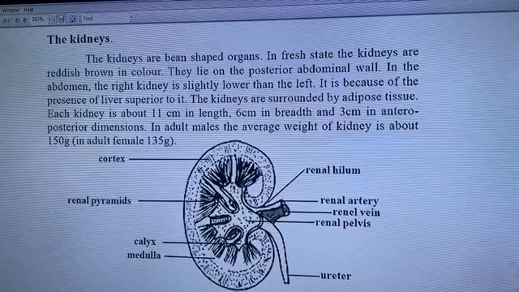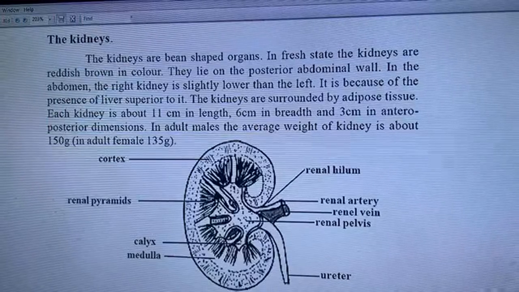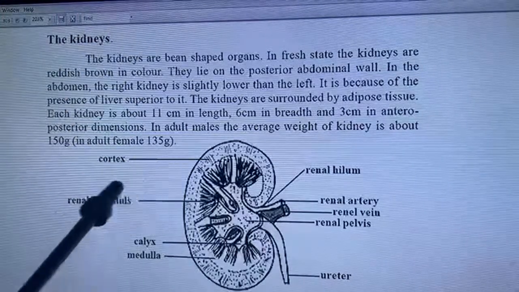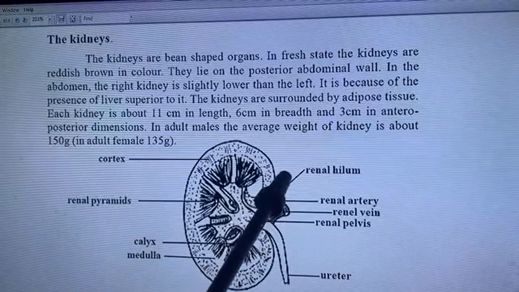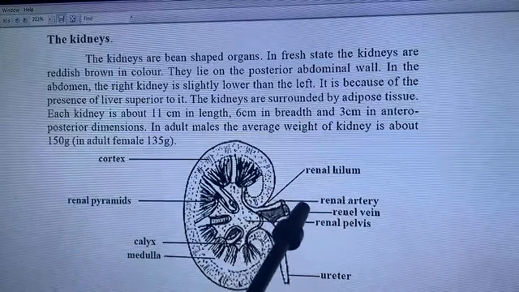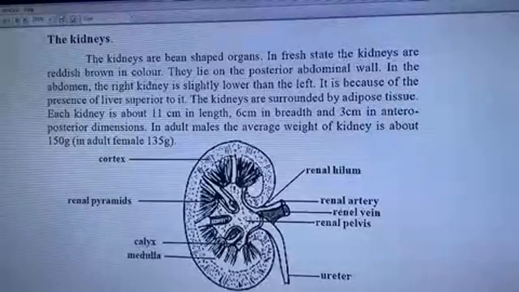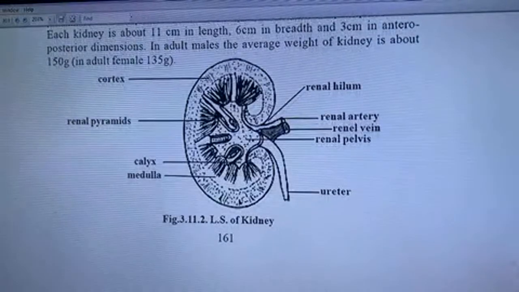The kidneys are surrounded by adipose tissue. Each kidney is about 11 centimeters in length, 6 centimeters in breadth, and 3 centimeters in anterior-posterior dimension. In adult males, the average weight of the kidneys is about 150 grams; in adult females, 135 grams. This one is cortex. This one is renal pyramid. This one is calyx. This one is medulla. This one, renal hilum, renal artery, renal vein, renal pelvis. This one is ureter. This one is the whole kidney.